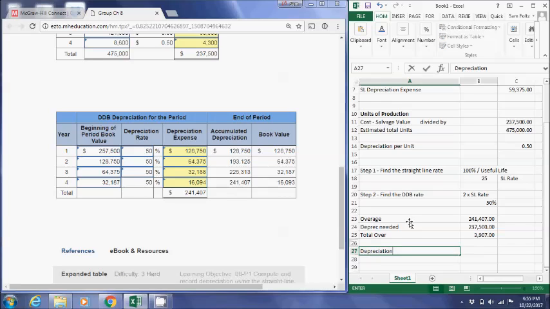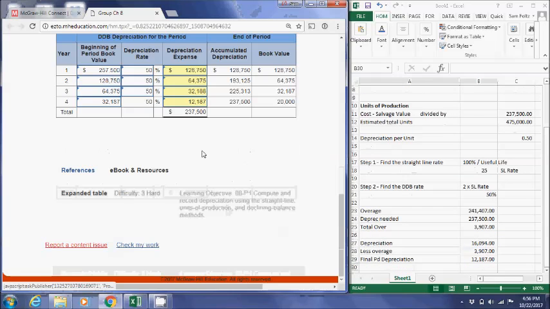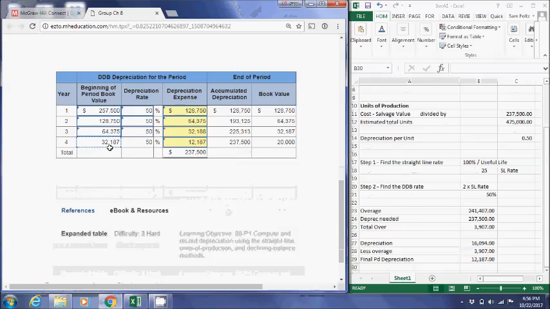So depreciation of 16,094 less our overage of 3,907. So our final period depreciation should be 12,187, and that should work it out. We have 237,500. What do we do with this 32,187?